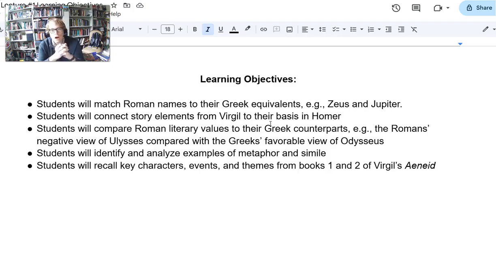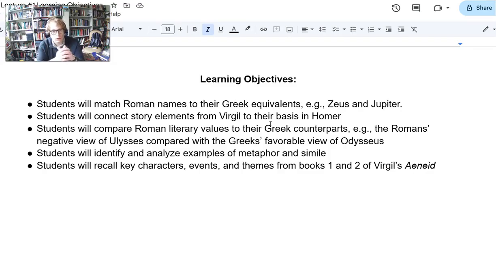Students will compare Roman literary values to their Greek counterparts. Romans were not the same as Greeks. They were a different culture, a different set of beliefs. They borrowed a lot of the same literature and the same stories, but they had different values and a different way of seeing the world. And we're going to look at that.